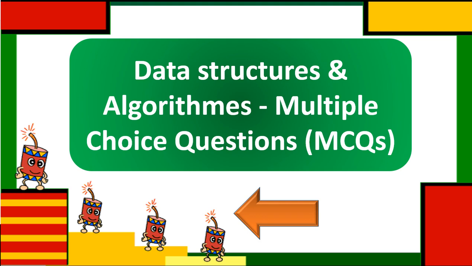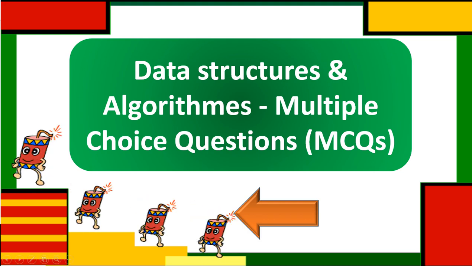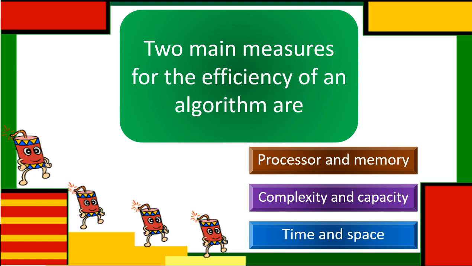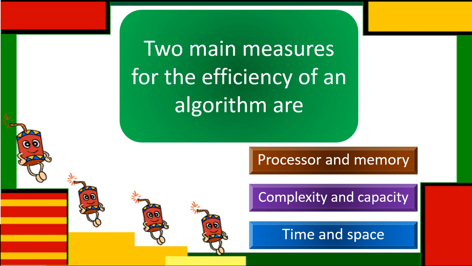Today in this tutorial we will discuss data structures and algorithm multiple choice questions. So let's start. Here is the first question. Two main measures for the efficiency of an algorithm are processor and memory, and complexity and capacity.